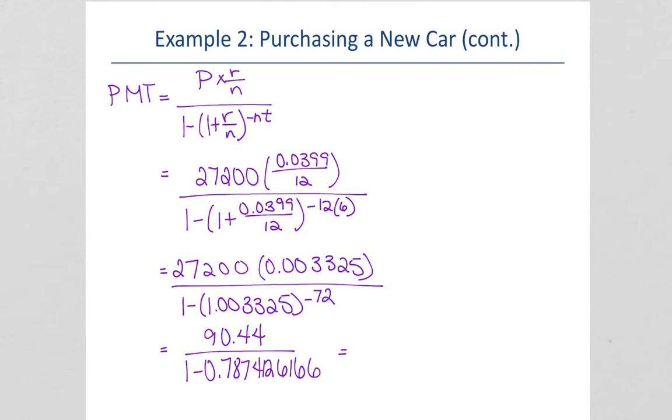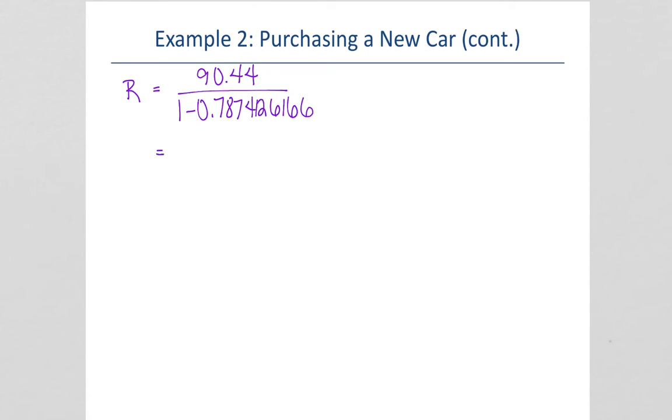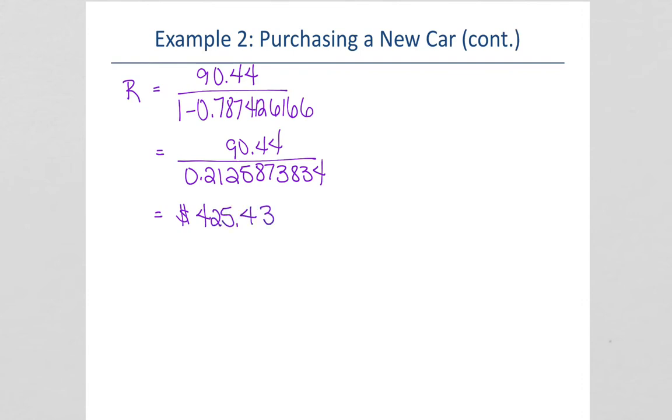So subtract that from 1 and divide, well, I've got it written down here. Let's see. On the bottom, when we subtract from 1, we get this number. And divide. So it looks like the payment each month for 6 years would be $425.43.